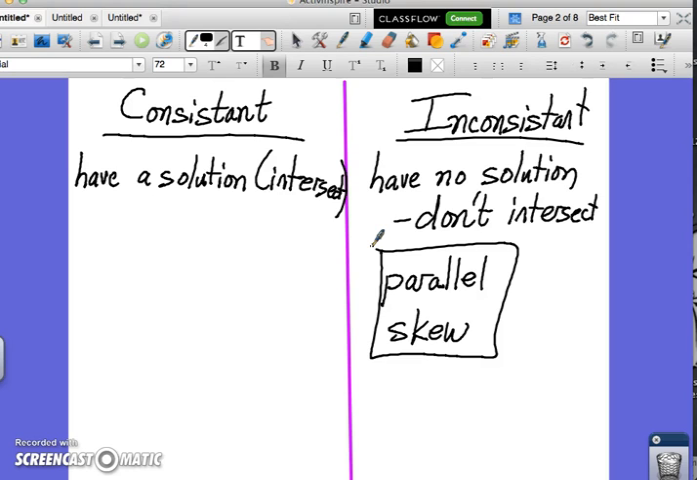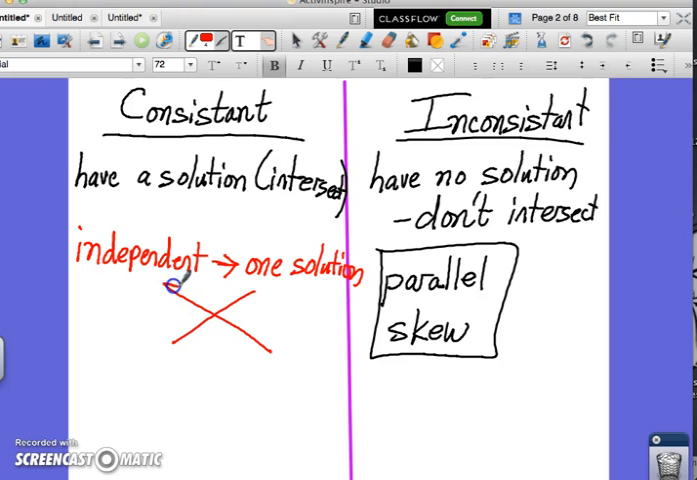So they're called inconsistent. Now, when we look at consistent ones, there are two different possibilities with consistent systems. They can be independent, and these are most of our lines. Most of our lines are consistent, independent. This means they have one solution. Most lines intersect at one place. These two lines cross right here. That's an independent, consistent system.